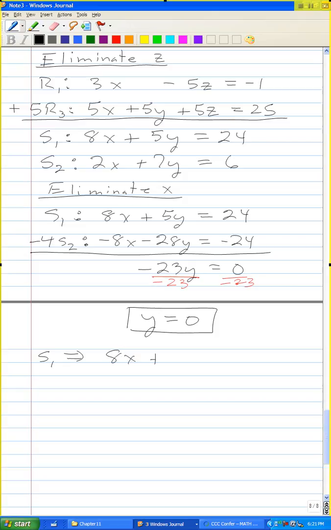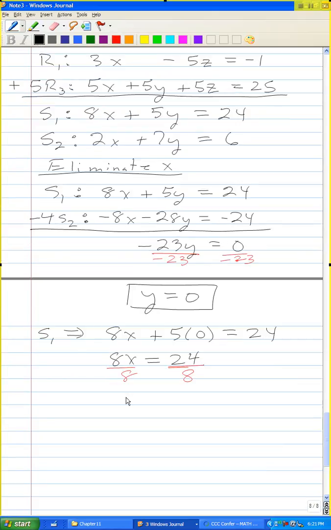8x plus 5 times 0 equals 24. So 8x is equal to 24. Divide both sides of my equation by 8. And so I have here x is equal to 3.